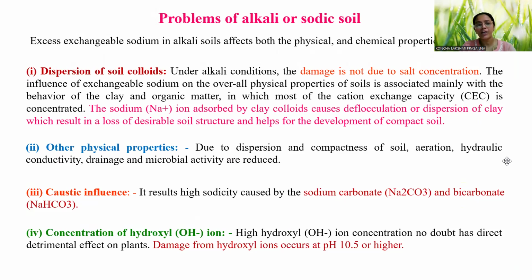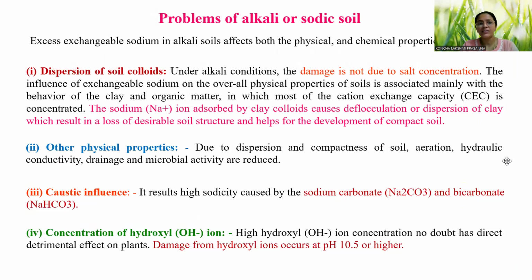So sodium carbonate and bicarbonate cause the caustic influence. Next is the concentration of hydroxyl ions. Hydroxyl ions, which occur mainly at higher pH, have a direct effect on crop growth. At a higher pH, there is very little availability of nutrients like nitrogen, phosphorus, potassium, calcium, and magnesium. At this pH, there is very little availability of both macronutrients and micronutrients. That is why there is a detrimental effect on plant growth.